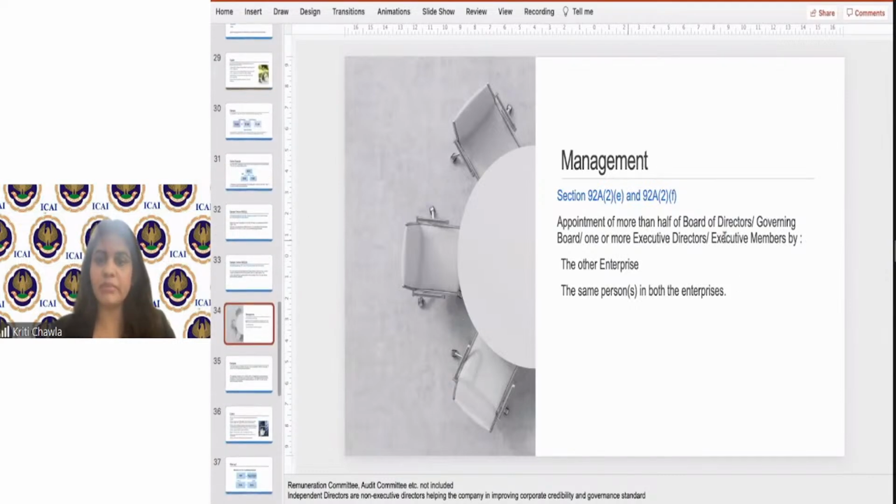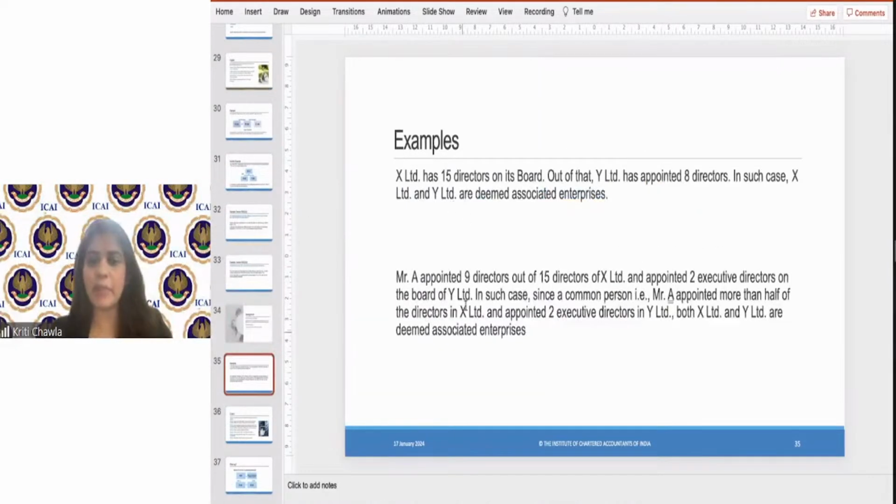This is provided in management. You can go through these examples, these 2 examples on this slide out here. And now we have completed 6 instances, which are provided in section 92A2.